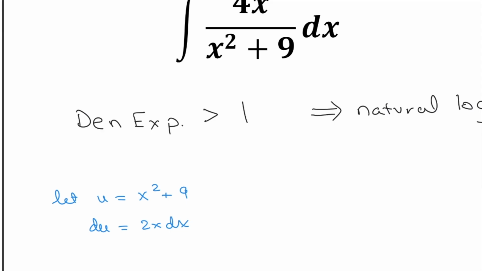For our second problem, we have a u substitution. u is equal to x squared plus 9. du is equal to 2x dx. Go ahead and finish that problem.